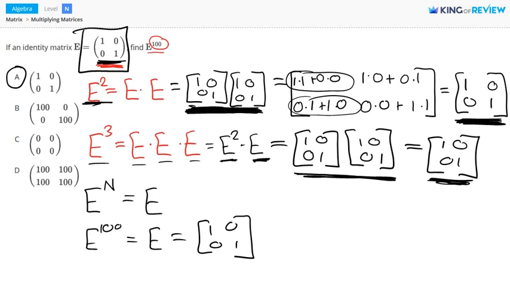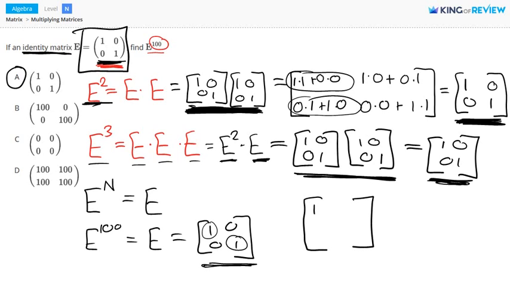Another thing that I want you to realize is that this is an identity matrix. What is that? An identity matrix has ones on the main diagonal and zeros elsewhere. So this is an identity matrix. You see it has ones on the main diagonal and then the zeros are elsewhere. Another identity matrix could look like this. It has ones on the main diagonal. This is a 3 by 3 matrix. And it has zeros everywhere else. So this is another identity matrix here.